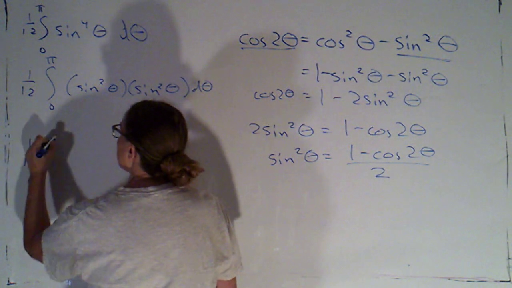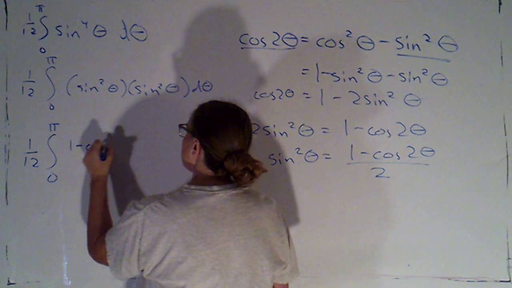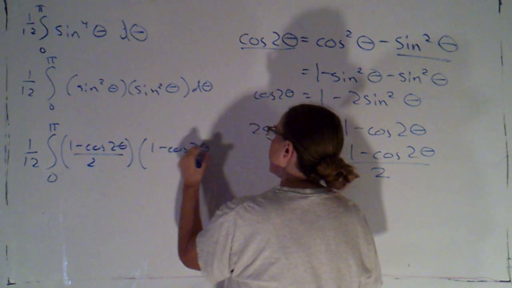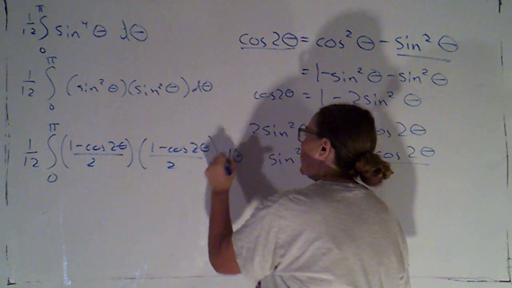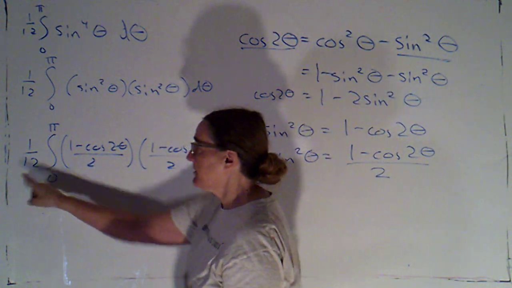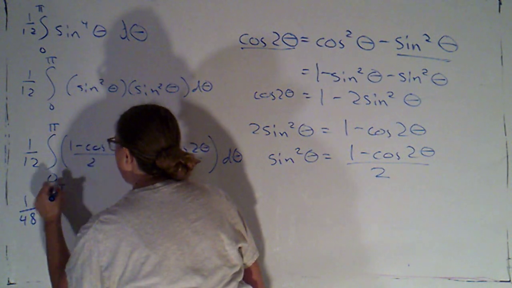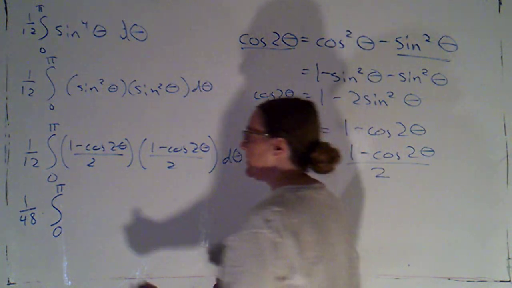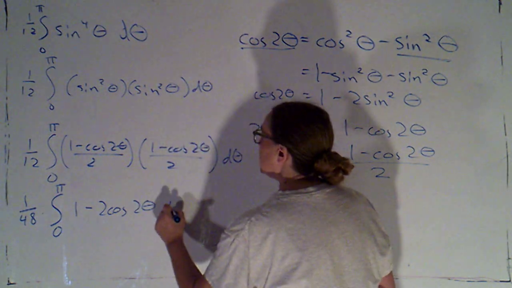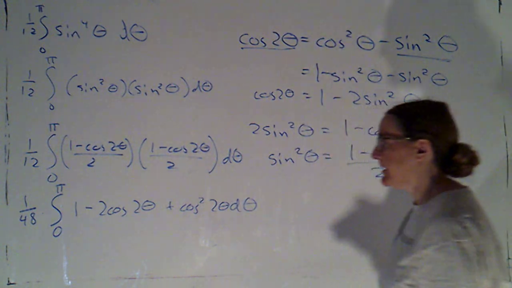So this is going to be 1/12, the integral from 0 to pi, of 1 minus cosine 2 theta over 2 times 1 minus cosine of 2 theta over 2 d theta. In the denominator here, I'm going to get a 4, which I'm just going to factor out. So I'll have 1/48, the integral from 0 to pi. And I'm just going to FOIL out the top. So that's 1 minus 2 copies of cosine 2 theta plus cosine squared 2 theta d theta.